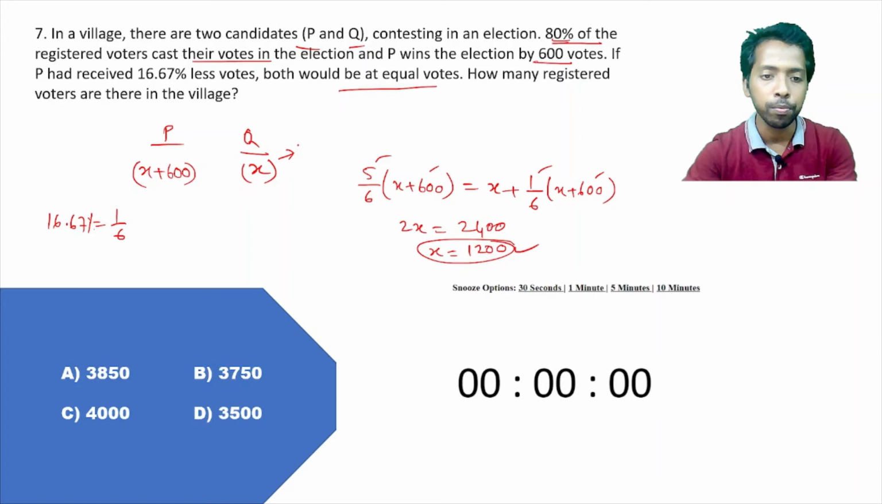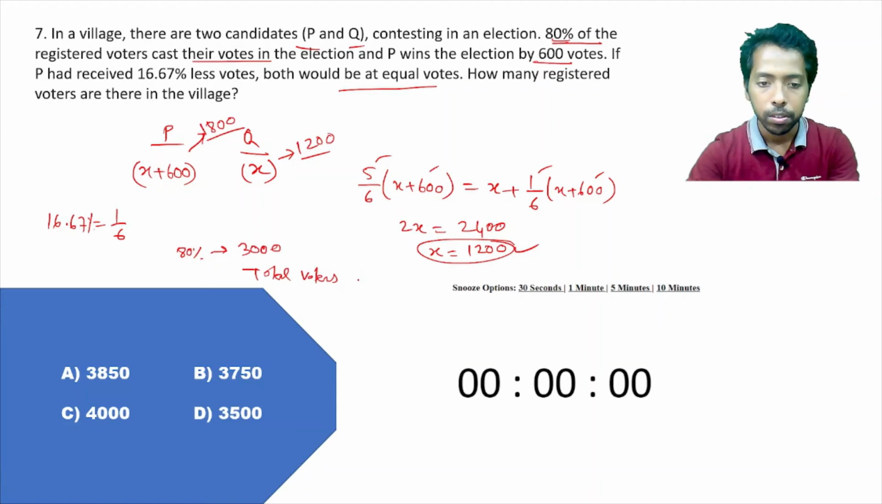Now the total votes, that is 80%, is equivalent to 3000. So what is the total voters? That is 3000 multiplied by 10 by 8, or 100 by 80, whatever you can write. Now this is 5, this is 4, 4, this is 750, right? So this is 3750, which is the answer here. So option B is the correct choice, right?